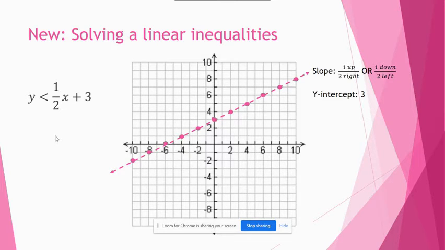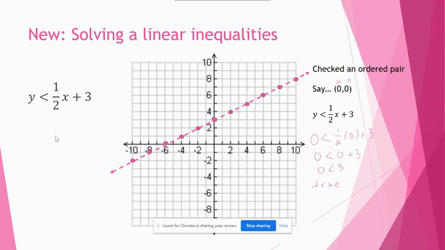The other thing I still have to do is my shading. There are different ways you could figure out the shading, but the main one I want to show you is picking an ordered pair and substituting it into our inequality. I like using 0, 0 whenever I can because it's easy. The only time I can't use 0, 0 is if my line goes through it, but my line doesn't go through 0, 0 here, so I can use that. I substitute 0 for y and 0 for x. 1/2 times 0 is 0, and 0 plus 3 is just 3. So I'm left with the statement 0 is less than 3, and I know that's true.